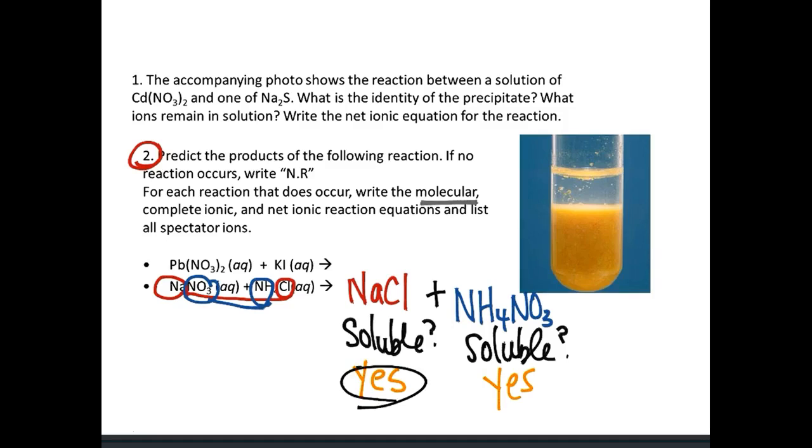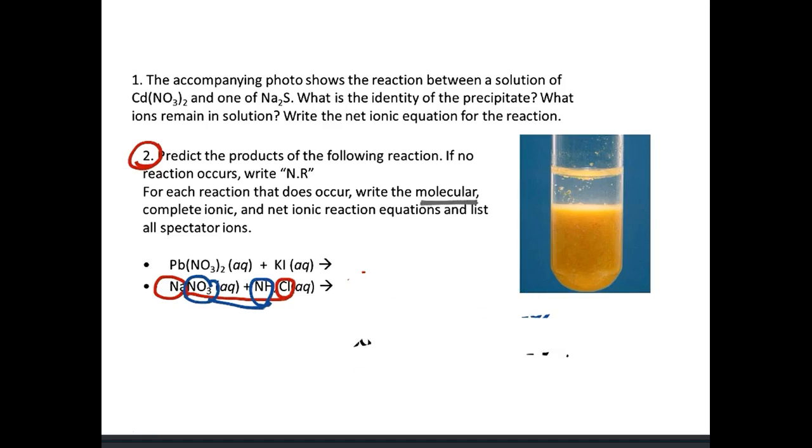If you get both soluble salts forming, then the answer is no reaction. You're just going to mix these together and the ions are going to float around. They're not going to form a solid, which means there is basically nothing happening. They just float around. So this would be an NR.